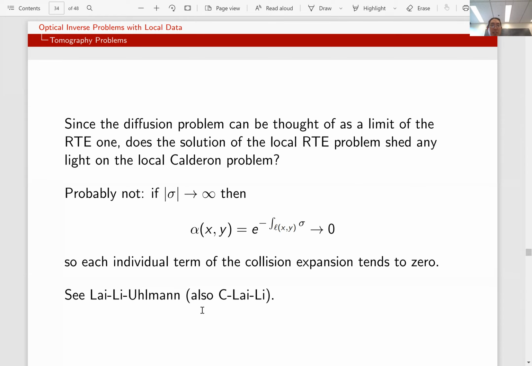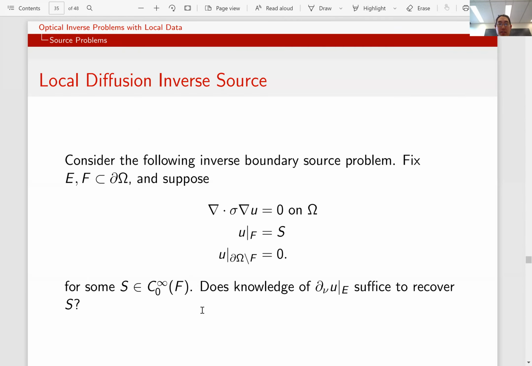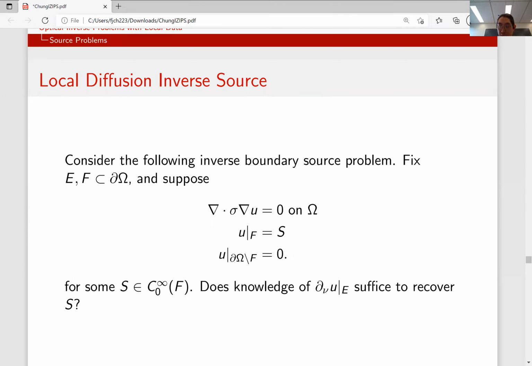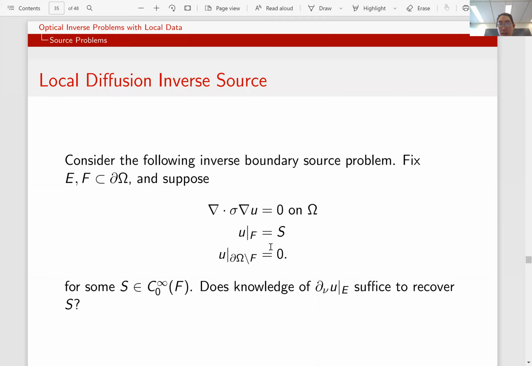But this situation where the transport problem is solvable and the diffusion problem is very difficult to solve is actually reversed in the case of inverse source. So I wanted to spend the last few minutes of my talk talking a little bit about that. What is the broader context of this? I want to consider the following inverse source problem for the diffusion equation. I'm going to fix two subsets of the boundary, E and F, and I want to consider what happens if I have a source at F and I'm measuring at E.